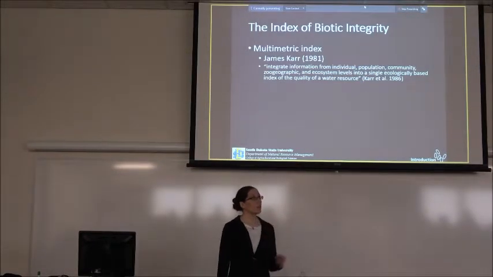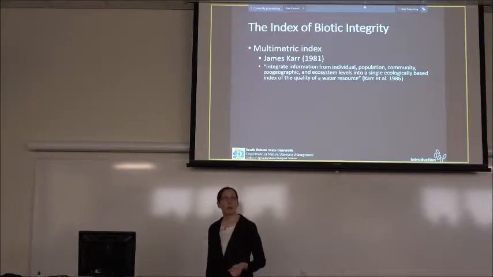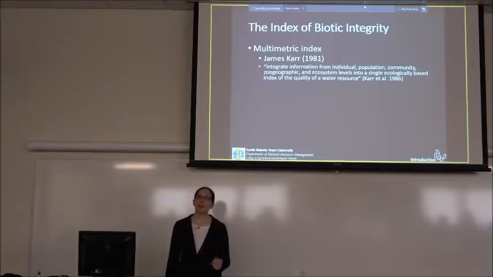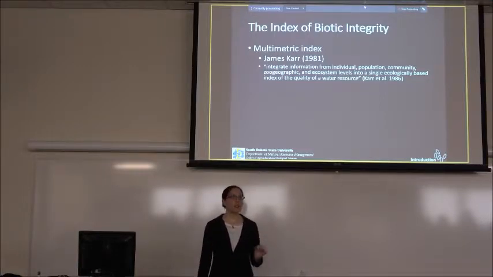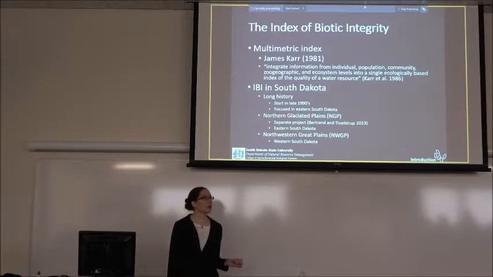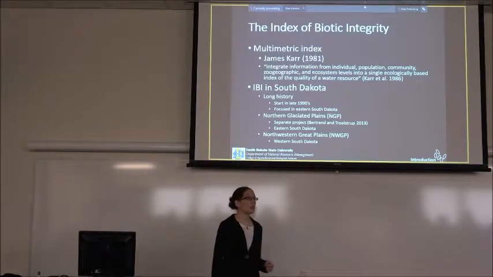One method for detecting impairment is the Index of Biotic Integrity, or IBI. It's a multi-metric index that was first proposed by James Karr in 1981 to integrate information from multiple scales into a single ecologically based index. South Dakota has a long and proud history of IBI development east of the Missouri River, spanning several projects going all the way back to the late 1990s.